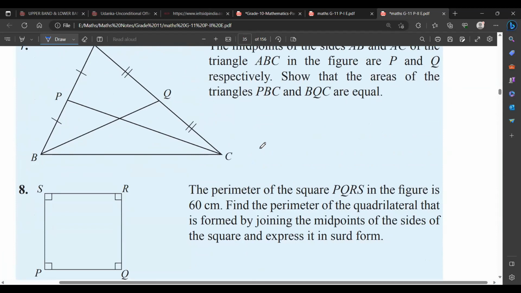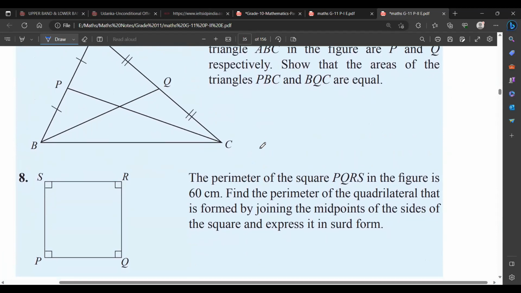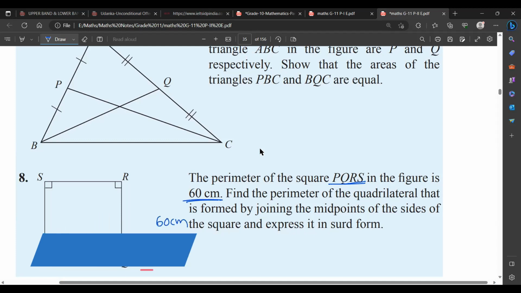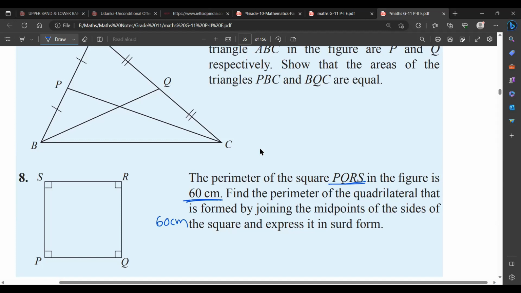That's perimeter. The perimeter of the square PQR in the figure is 16 centimeters. This perimeter should be 16 centimeters. Find the perimeter of the quadrilateral that is formed by joining the midpoints of the sides of the square, and express the answer in surd form. You have to take that as a surd form. How to find that? Using the surds, okay? No need to simplify. If I consider the midpoint, okay.